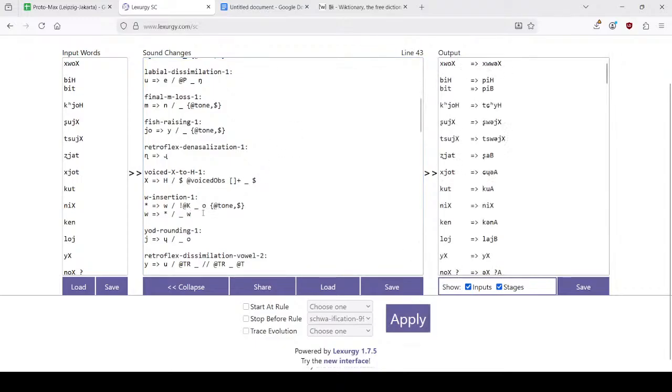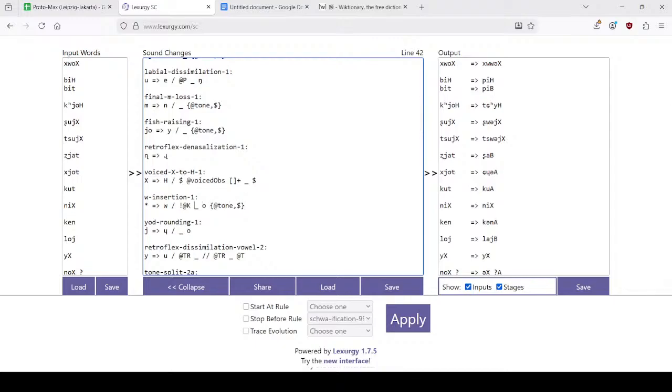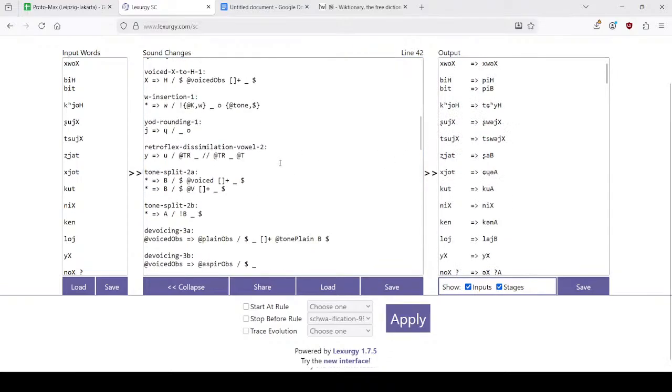Okay, it's still not working. Why aren't you working? Not a ga or a wa. There has to be like something like this, right? There we go. That works. Okay.